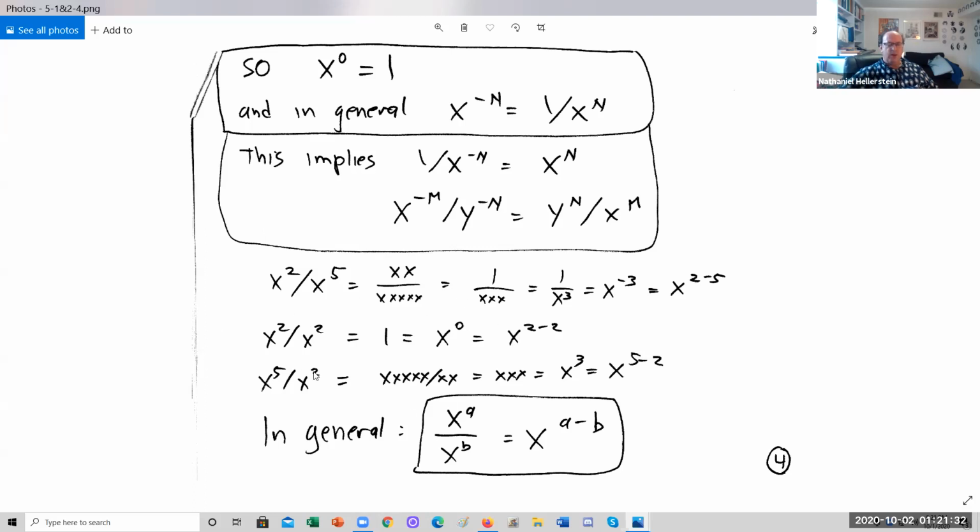x to the 5th over x squared, that's 5 x's divided by 2 x's. 2 of them cancel, leaving 3 x's, x to the 3rd. And again, that's 5 minus 2. Subtract the powers. In general, a ratio of powers, x to the a over x to the b, equals x to the difference of powers, x to the power a minus b.